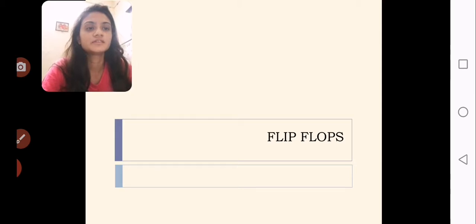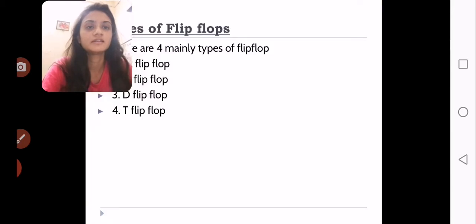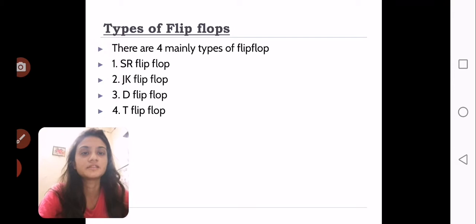Today we will learn the flip-flops. You have already learned various types of flip-flops in the lecture. So I will here give only a brief idea about the truth table of each flip-flop that you have to remember for the next tutorials. So let us start the flip-flops.